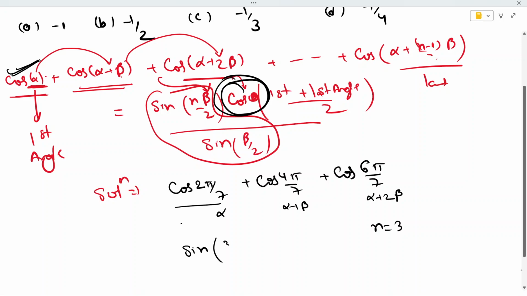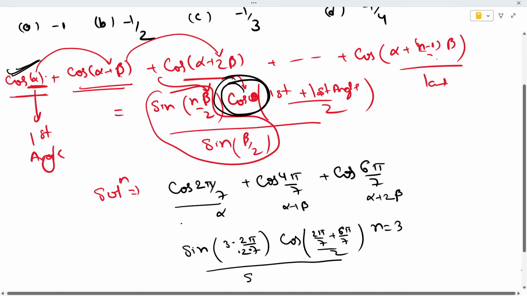So n is 3 into 2 pi by 7 by 2, that is n pi by 2, into cos of first angle plus last angle by 2, 2 pi by 7 plus 6 pi by 7 by 2, divided by sine pi by 7. Okay.